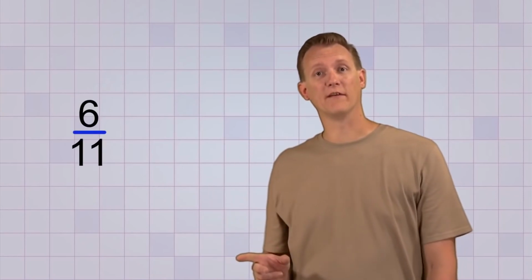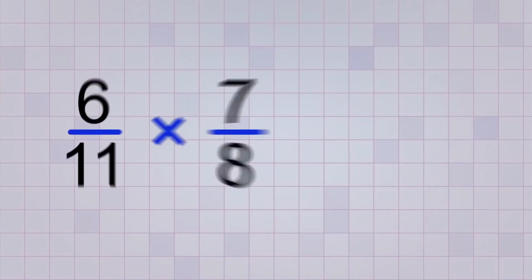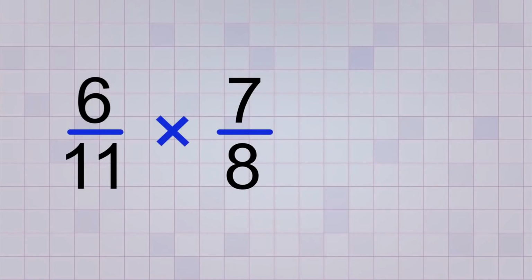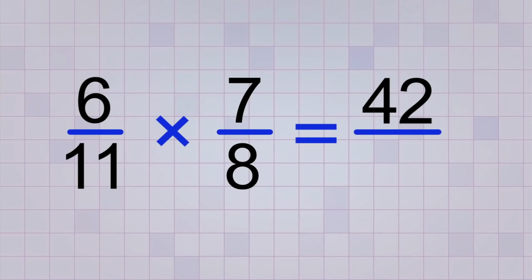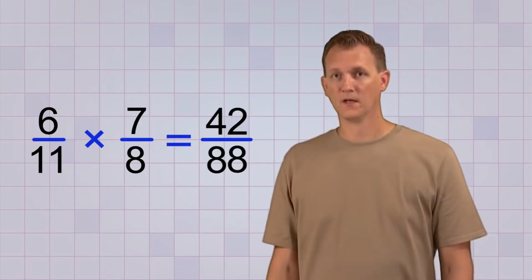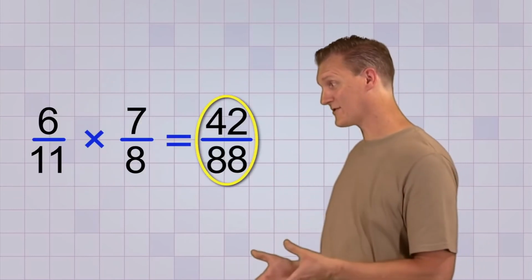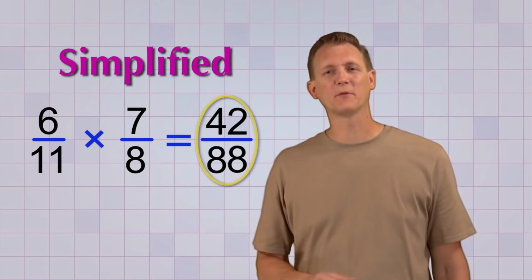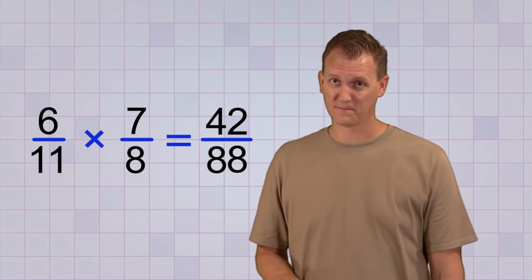Okay, time for another example. Let's try 6 over 11 times 7 over 8. From our multiplication table, we know that 6 times 7 equals 42. So 42 is the top number of our answer. And on the bottom, we have 11 times 8, which is 88. So 6 over 11 times 7 over 8 equals 42 over 88. Now, some of you might see that this answer could be simplified, but we'll save simplifying fractions for another video. All right, let's see one last example.